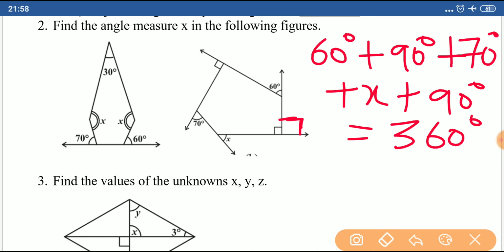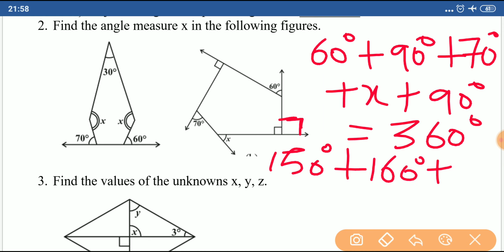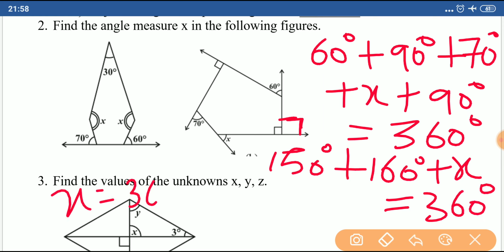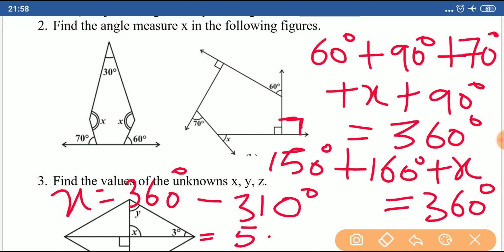Okay, now add all the angles, so you will get 60 plus 90, 150 degree, plus 90 and 70, you will get 160 degree, plus x is equal to 360 degree. So your final answer will be x is equal to 360 degree minus 310 degree. So that is 50 degree. So your answer will be 50 degree. Clear?